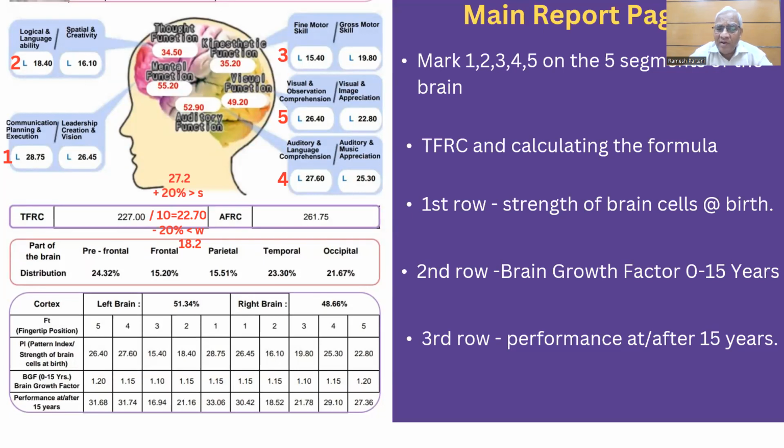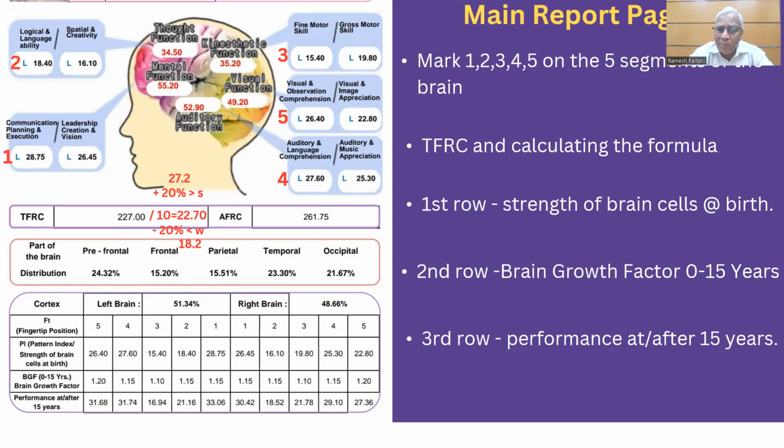So left brain 1 in the first line, the number is 28.75. On the picture above, first segment left brain is 28.75. First segment right brain in the picture above is 26.45. So in the table, right brain 1 first line is 26.45. In the second segment, left brain in the picture above is 18.4. And therefore, in the table, left brain 2 in the first line is 18.4. Second segment, right brain in the picture above is 16.1. So right brain 2 is 16.1 in this table in the first line.